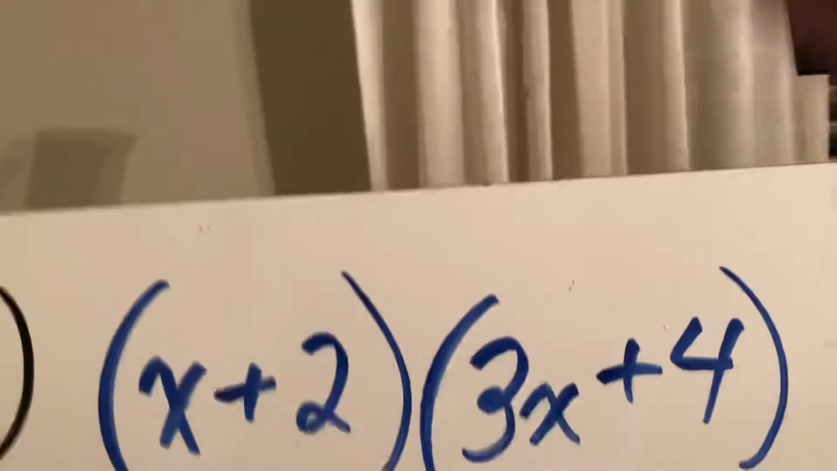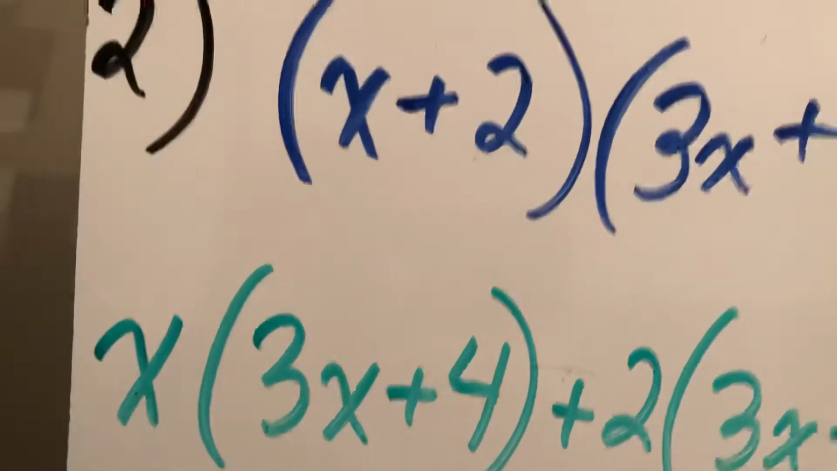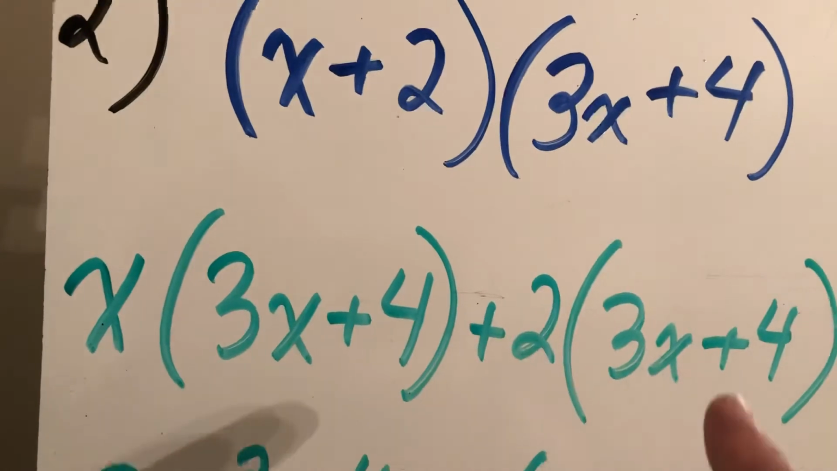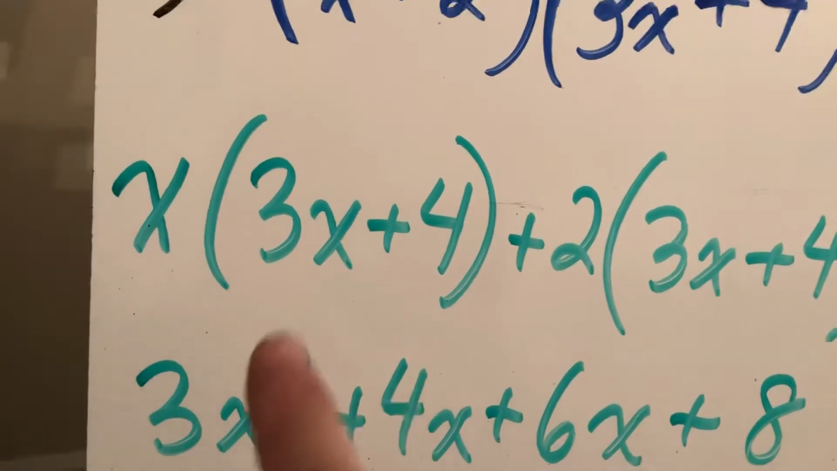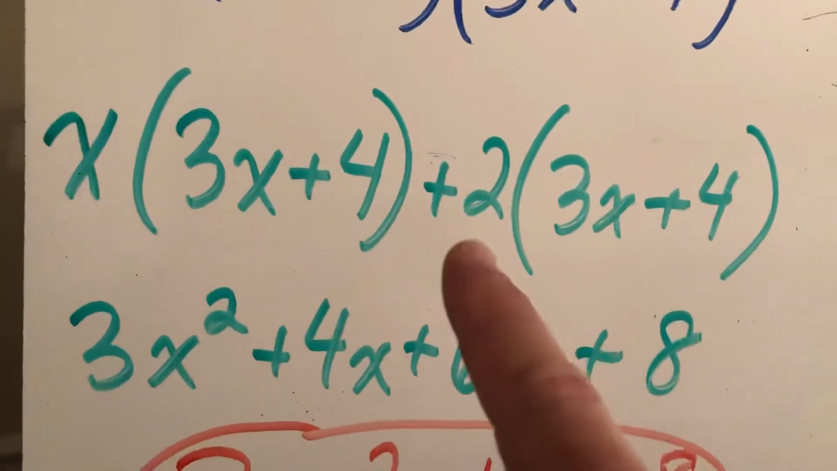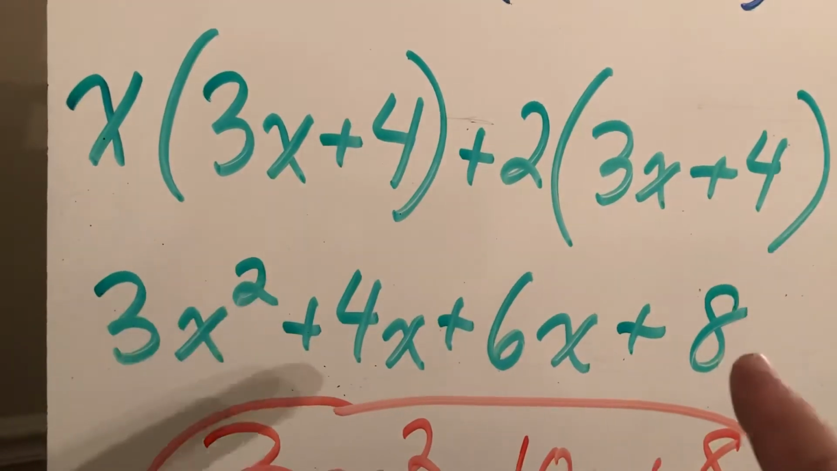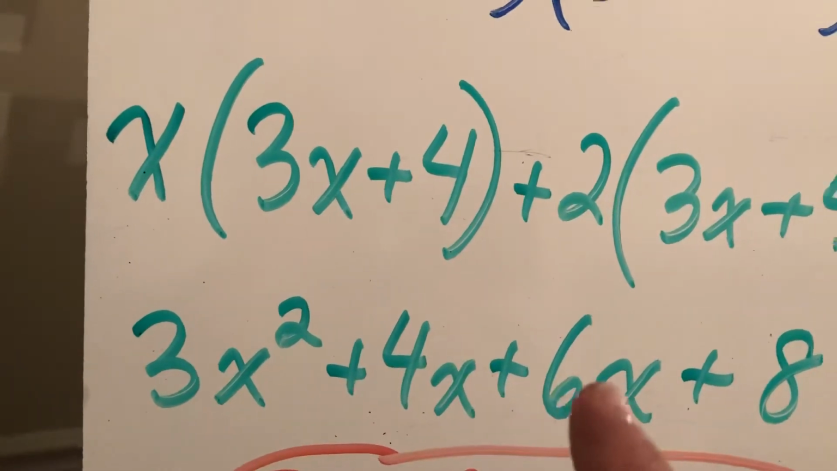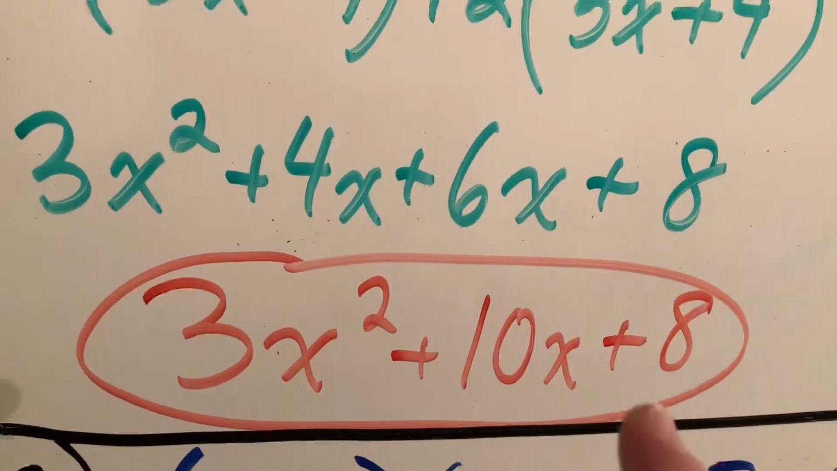How about x plus 2 times 3x plus 4? One more time. I'm going to do x times 3x plus 4 plus the 2 times 3x plus 4. Okay. Distribute. X times 3x is 3x squared. X times 4 is 4x. 2 times 3x is 6x. 2 times 4 is 8. Now I'm going to combine the like terms. What's 4x plus 6x? 10x. 3x squared plus 10x plus 8.